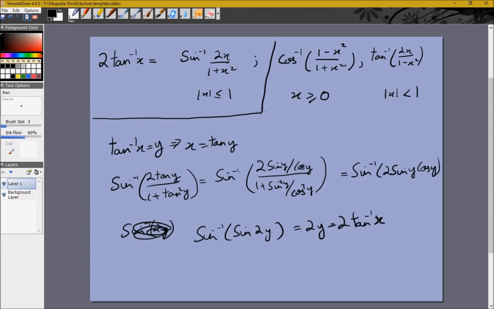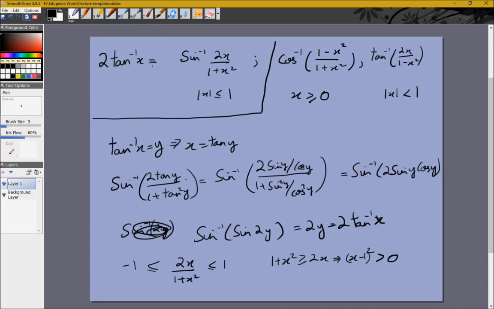And you can prove the other two in this way, but where the ranges come into play is that the domains of these need to be correct. So if there is something within sine inverse, then that something has to lie between -1 and 1, right? Because the domain of sine inverse is between -1 and 1. So 2x by 1 plus x squared should be less than or equal to 1 and greater than or equal to -1. So if we just take less than or equal to 1, that means 1 plus x squared is greater than or equal to 2x. That means x minus 1 whole squared should be greater than or equal to 0. But this is valid for all x, right? So this doesn't really tell us anything.